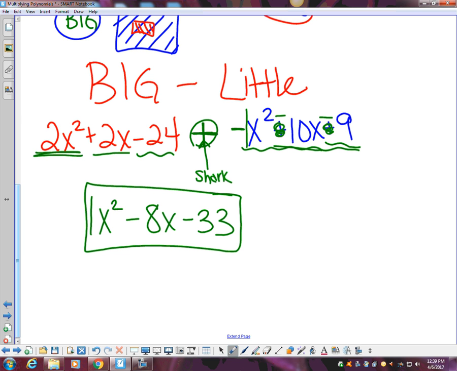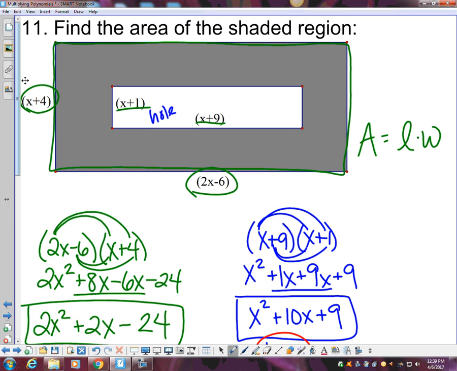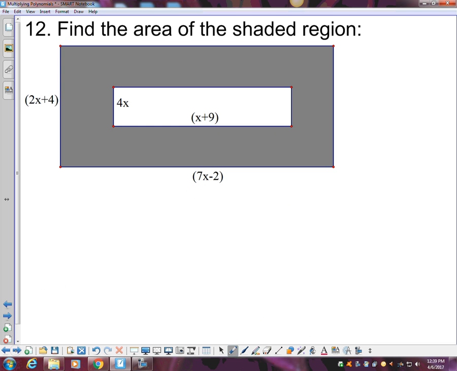So again, when you get to one like this, it is always the area of the big, the outside area, minus the area of the little. The area of the big minus the area of the little. You have to subtract that out because there's no donut there. There's no area there. Okay, last one.